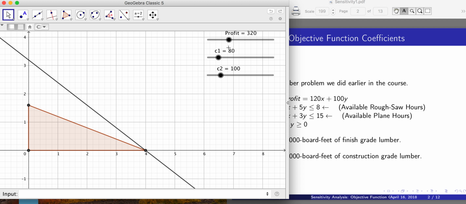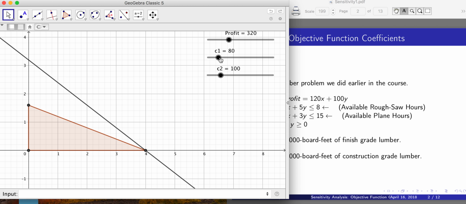But if the market is very volatile and the numbers are going to change erratically over short periods of time, then long-term planning is a little more difficult. So what we want to see is how these numbers can change to affect when the decision will have to be changed.